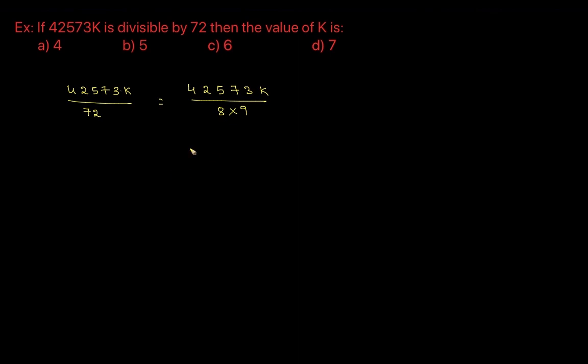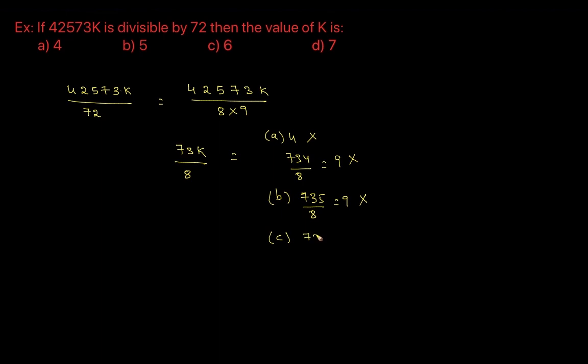What is the divisibility rule for 8? Last 3 digits should be divisible by 8, right? Now from the first option, I will check 4. So the number should be 734 by 8, right? Now check it. 8 9 72, 14. So 734 is not divisible by 8. So option A is not right. Now 5. So 735 by 8, 9, then it remains 15. So it is also not divisible by 8.